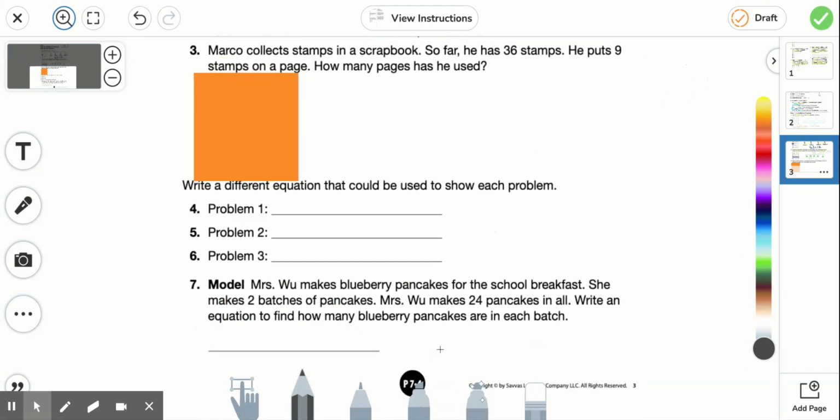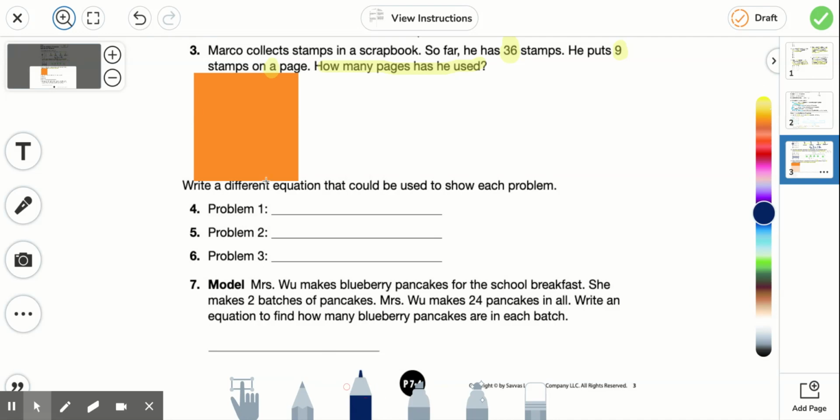Number 3, Marco collects stamps in a scrapbook. So far, he has 36 stamps. He puts 9 stamps on a page. How many pages has he used? So let's think about, he has 36 stamps. He puts 9 stamps on a page. He should use each page.